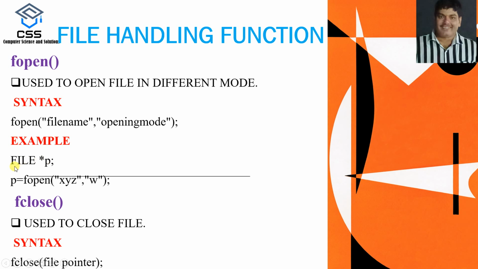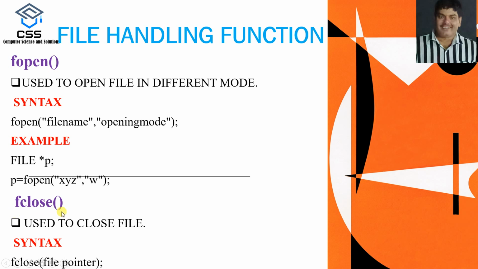If you want to define a file structure, FILE is used with a pointer variable, because as we discussed in the previous class, without file structure we cannot create a file pointer, and without a file pointer we cannot create a file. The file pointer is P and the function name is fopen. The file name that the user wants to give is XYZ or anything else. W means write mode. If it is R, that is read mode. If it is A, it is append mode.